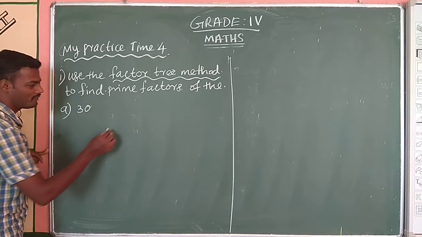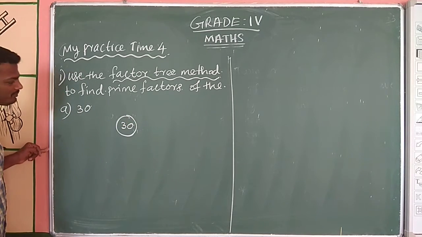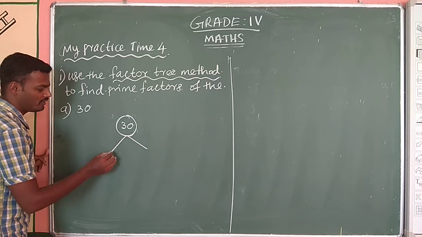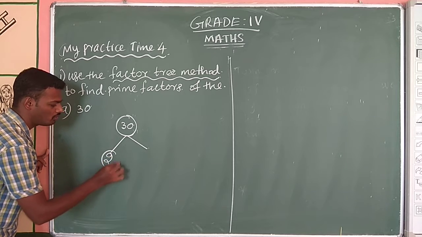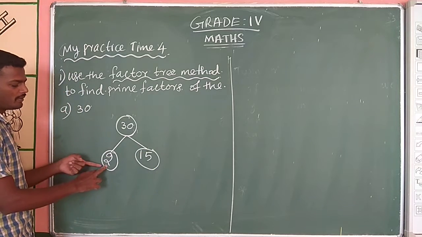So, tree method. First, 30. We write 30 as 2 into 15. 2 is a prime number.